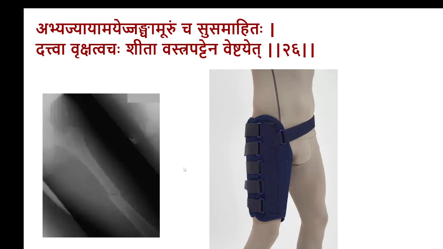Then the next is Jangha Bhagna, or the fractures of the femur, the thigh. In case of Jangha Bhagna, or the thigh injury with femur involvement, Sushruta has considered many options. One of the options is that you have to keep a thick splint, the vrikshatvak, a strong splint, as such.